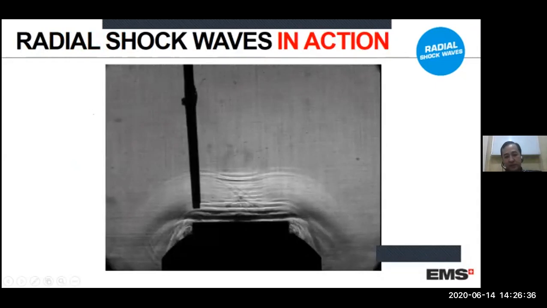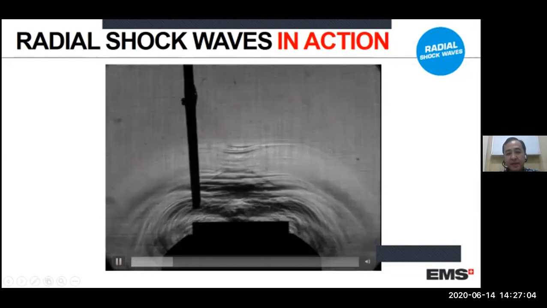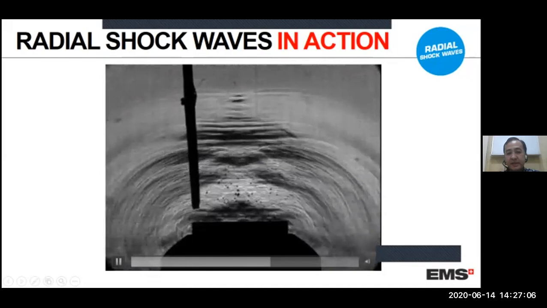Now this is a picture showing the cavitation bubble. This is courtesy of the EMS machine, Swiss DolorClast, radial shockwave. This photograph is taken by special photography, with which we can take the picture very quickly. Here we can see there is the compression phase, and here is the cavitation bubble.